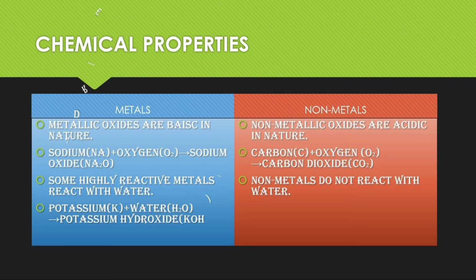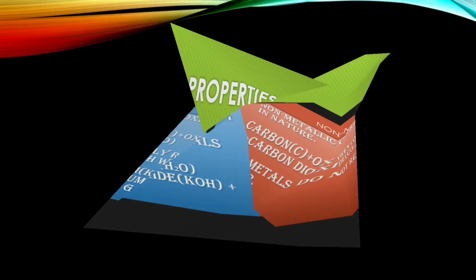Some highly reactive metals react with water. Example, potassium, when it reacts with water, forms potassium hydroxide and releases hydrogen gas, whereas non-metals do not react with water at all. In case of sodium and potassium, the reaction is so violent and exothermic that the evolved hydrogen immediately catches fire. Calcium and magnesium metals float on water because bubbles of hydrogen gas formed during reaction with water stick to the surface of calcium and it floats over water.